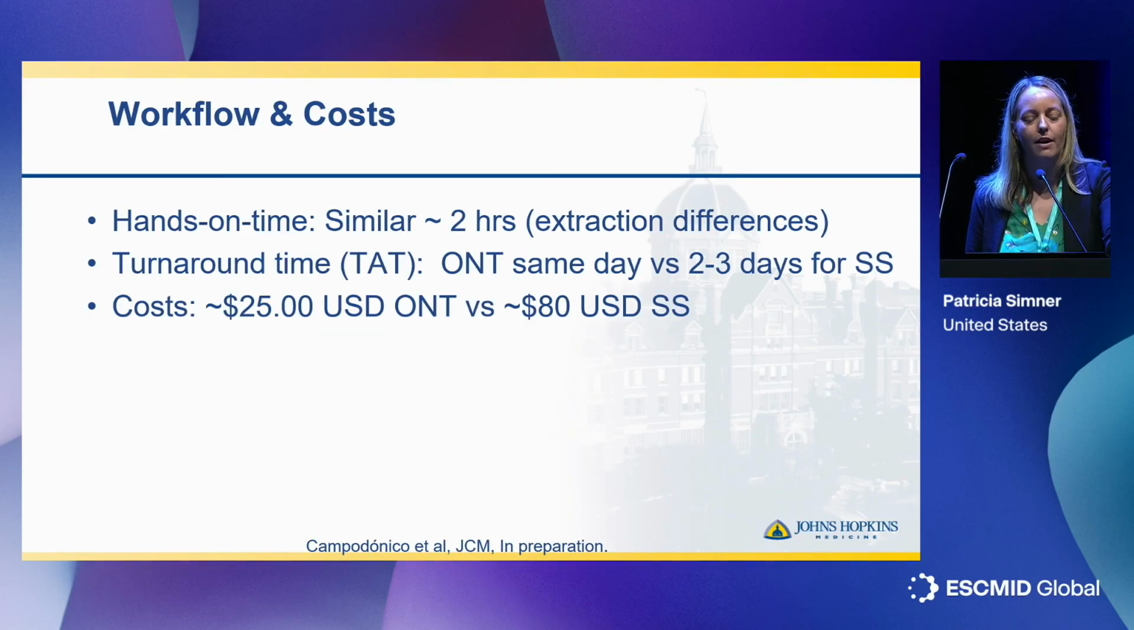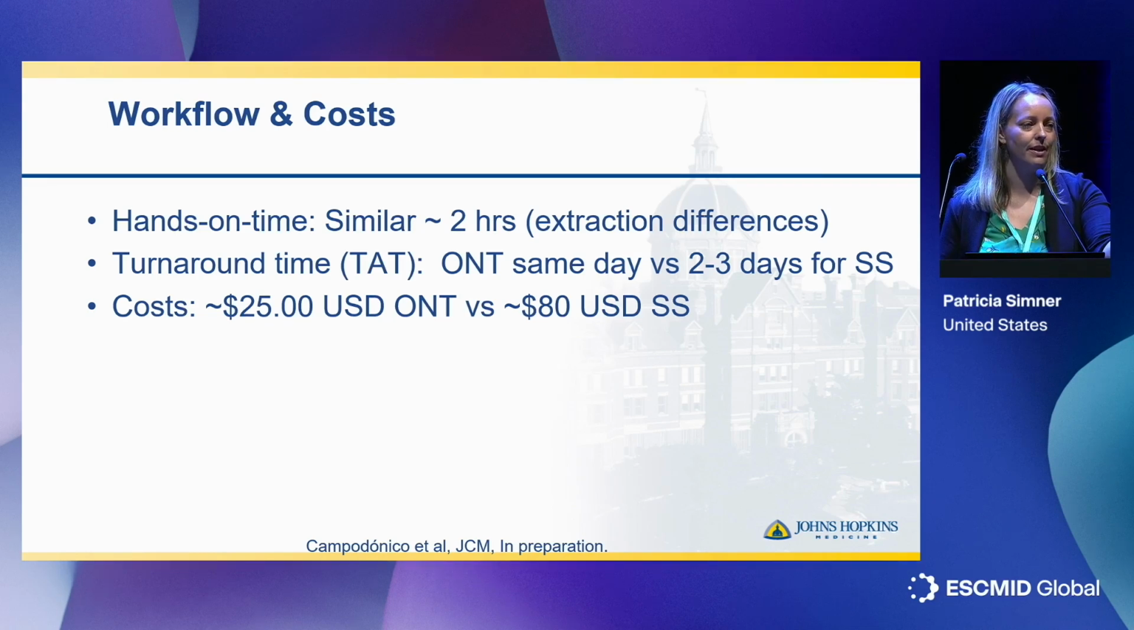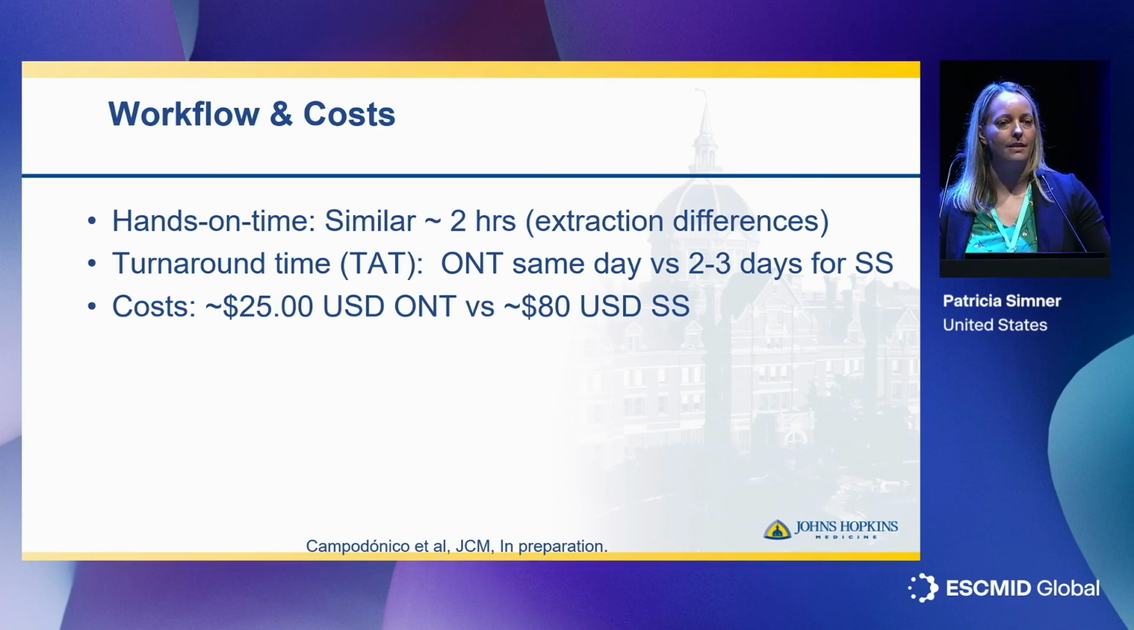In terms of workflow and costs, in this study, remember, I really pointed out the fact that we did a manual extraction versus a boil lysis for Sanger sequencing. So the hands-on time were equivalent. We've now automated our extraction method, so those hands-on time were mainly due to the upfront extraction and not actually the sequencing itself. The turnaround time is now same-day results versus by our Sanger sequencing method, we were at 2.5 days before our results were reported into the patient chart. And then we were also seeing cost savings. So if we max out the 24 indices on that run, we're getting $25 for a bacterial 16S identification versus $80 by Sanger sequencing.